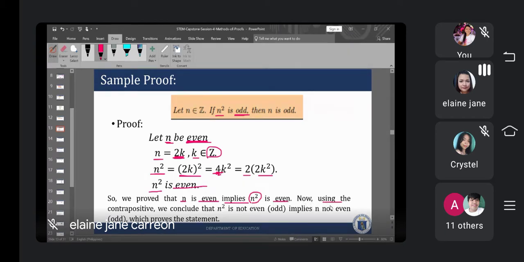Now, using the contrapositive, ano ang contrapositive ni even? We conclude that n square is not even. Di ba? Yung una natin, n square is odd. Ano ang contrapositive ni odd? Even. Okay? So, we conclude that n square is even. Therefore, the contrapositive of n square is even, n square is not even. Therefore, it is odd. It implies n is not even, but it is odd, which proves the statement correct. Okay? Therefore, this statement is correct.